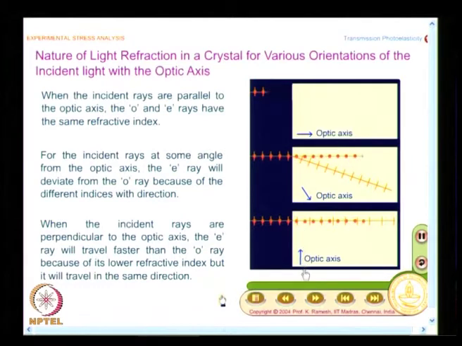This comes from the optic axis, and it is perpendicular to it, and we are looking at only planar problems. We are only looking at planar problems. So, now you understand how optics is related to stresses in a very simplified fashion.